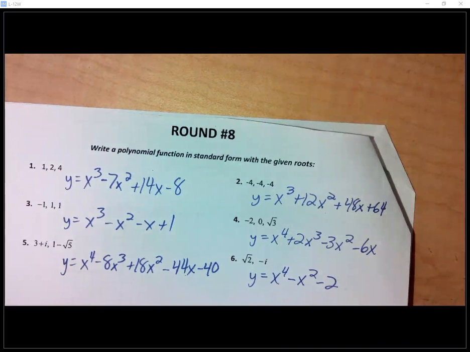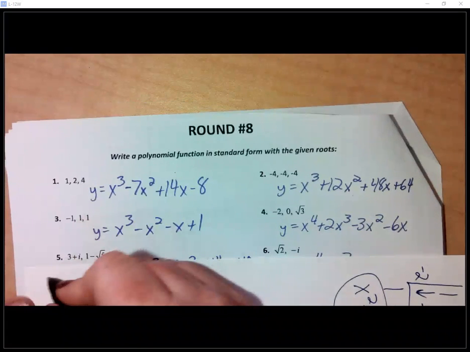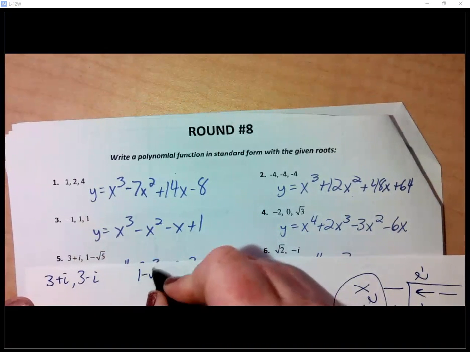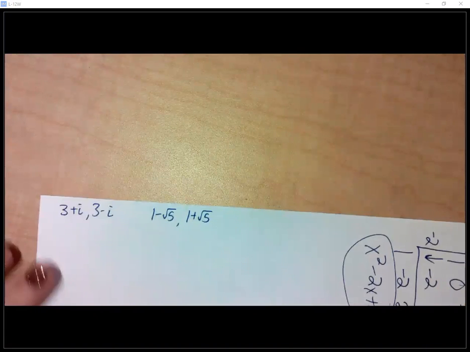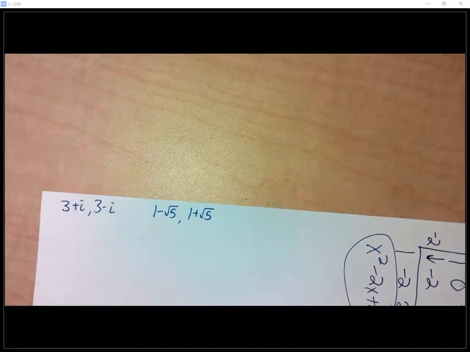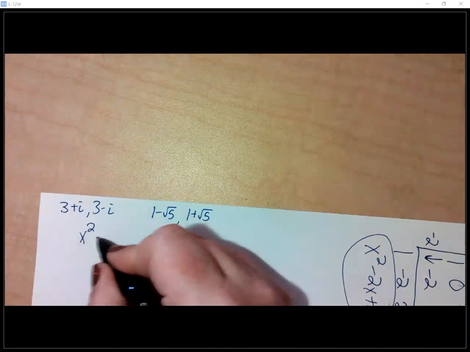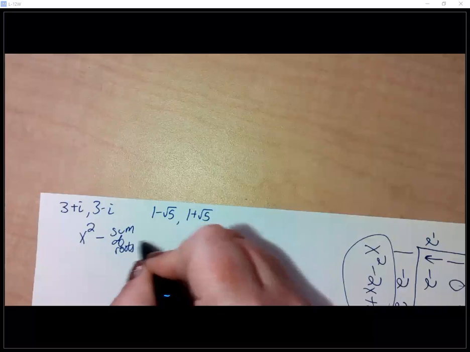Okay, cool. So number 5. One root is going to be 3 plus i and 3 minus i. Then I have another one that's 1 minus root 5, and then it'll also be 1 plus root 5. So it's my job to come up with the polynomial that has these as its roots. It's easier than you think, especially if you remember our shortcut. Do you remember x squared minus the sum of the roots times x plus the product of the roots?